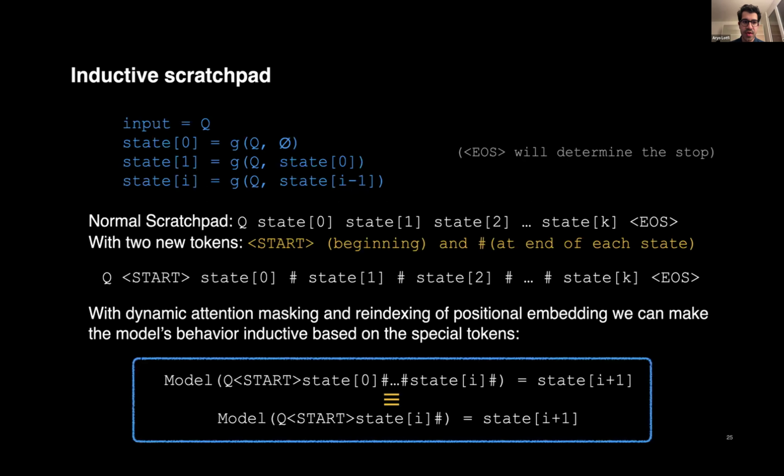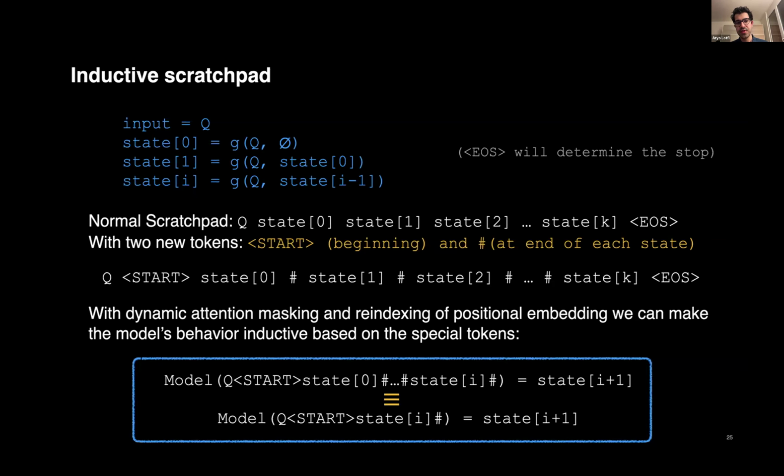To make it a bit more formal, we have the input question, and we assume that we have some states, where each state is given by the previous state and the question. So the first state, the 0 state, is given by the question only, and after that, each state is just given by the question and the previous one. And of course, at some point, we will generate the end of sequence token and the process will end. So we define a new sort of scratchpad, called the inductive scratchpad, to handle this sort of task. It uses the same scratchpad format as we had.